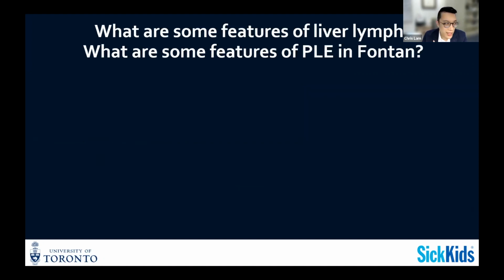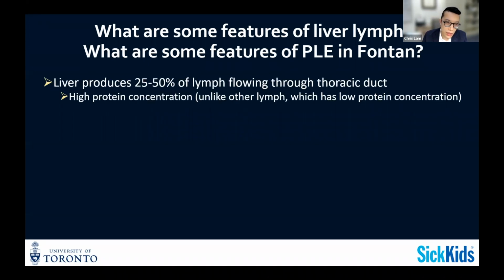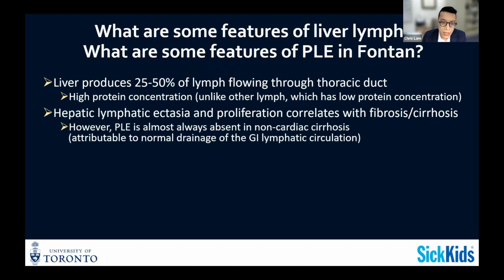But before we get into that, let's think about what are some of the features of liver lymph. So the liver produces 25 to 50% of lymph flowing through the thoracic duct. So a lot of it. And this is different than other lymphatic fluid because it has high protein concentration, whereas the other lymphatic fluid has very low protein concentration. So if you're talking about loss of albumin, you know it's coming from liver lymph.